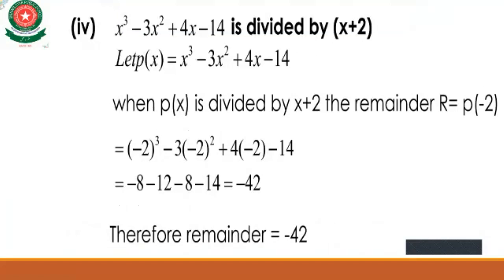When we let x plus 2 is equal to 0, then the value of x is equal to minus 2. Putting x equal to minus 2 in the given polynomial, p of minus 2 will be equal to minus 2 whole cube minus 3 into minus 2 whole square plus 4 into minus 2 minus 14. Solving this step, minus 2 cube will be minus 8 because here the power is odd.